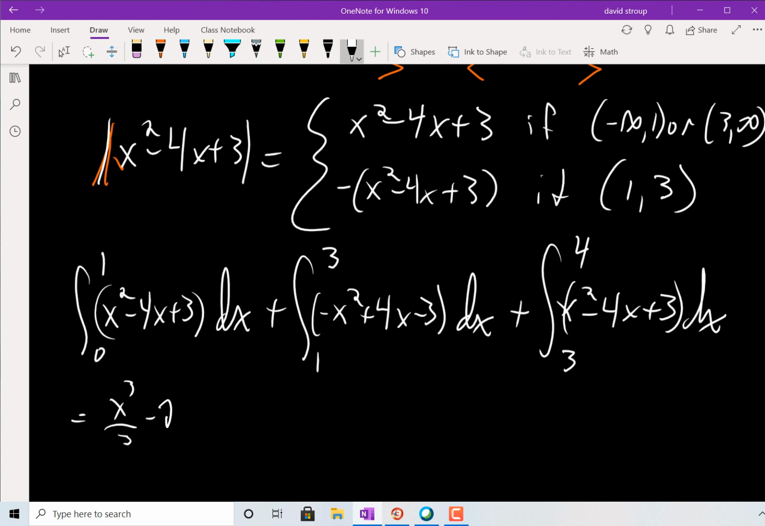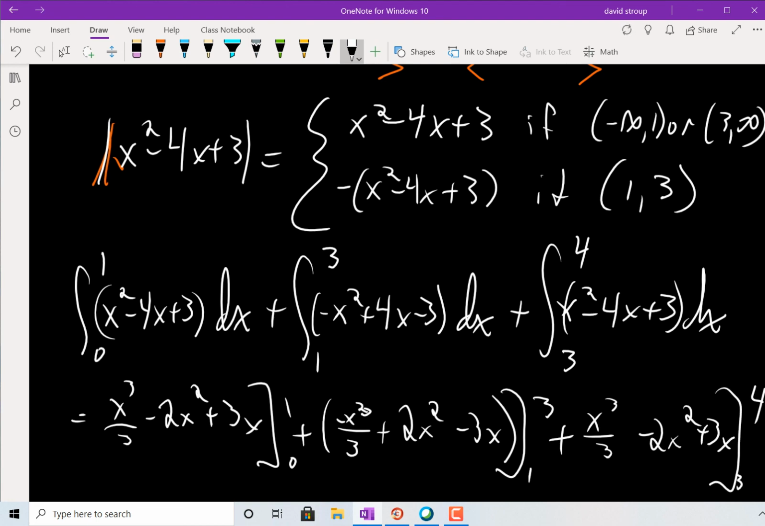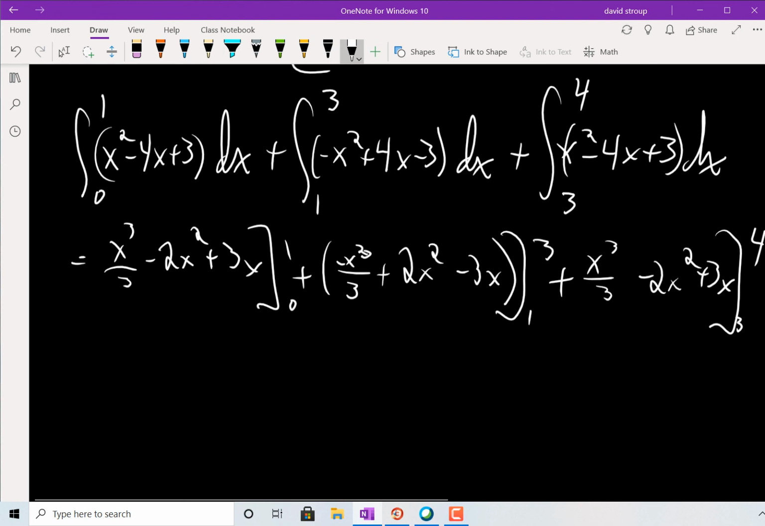x cubed over 3 minus 2x squared plus 3x from 0 to 1, plus negative x cubed over 3 plus 2x squared minus 3x from 1 to 3, plus, again, x cubed over 3 minus 2x squared plus 3x from 3 to 4. And I'll leave the computations to you, but that's the idea.